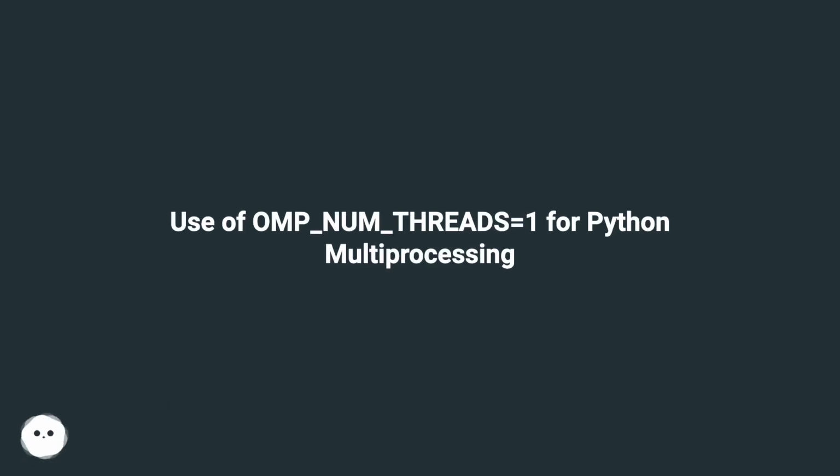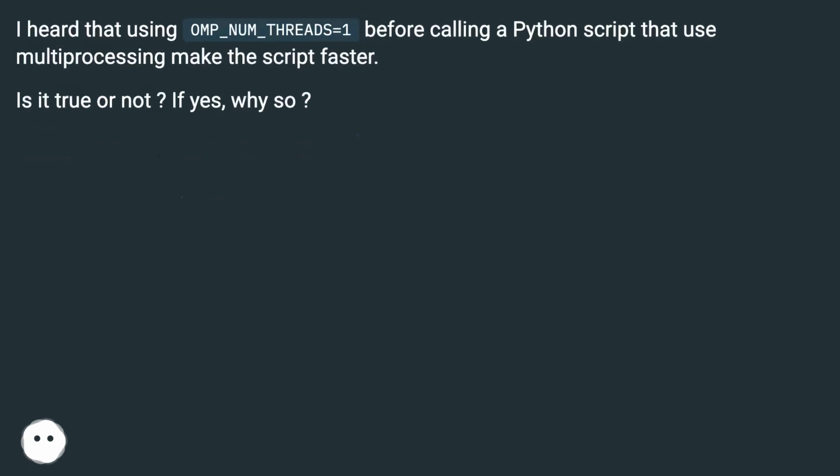Use of OMP_NUM_THREADS=1 for Python multiprocessing. I heard that using OMP_NUM_THREADS=1 before calling a Python script that uses multiprocessing makes the script faster. Is it true or not? If yes, why so?